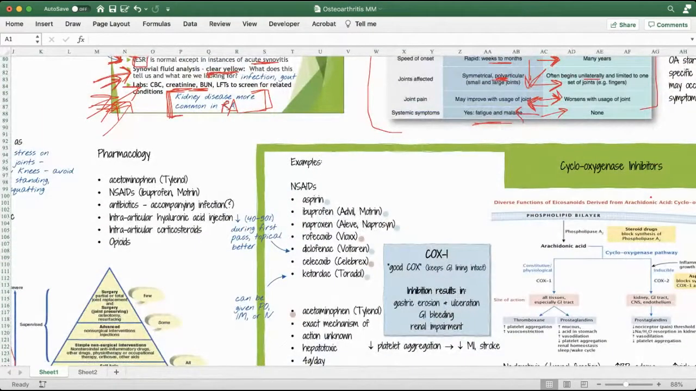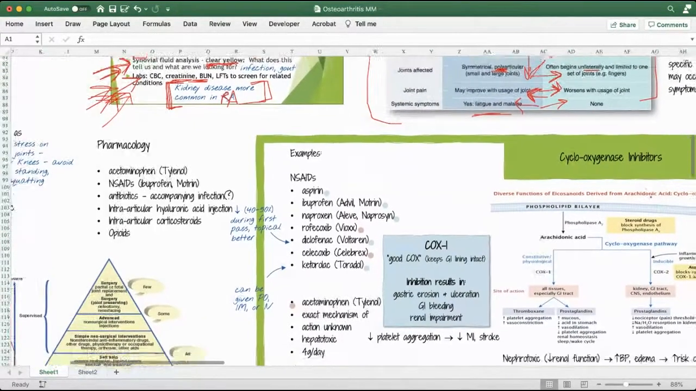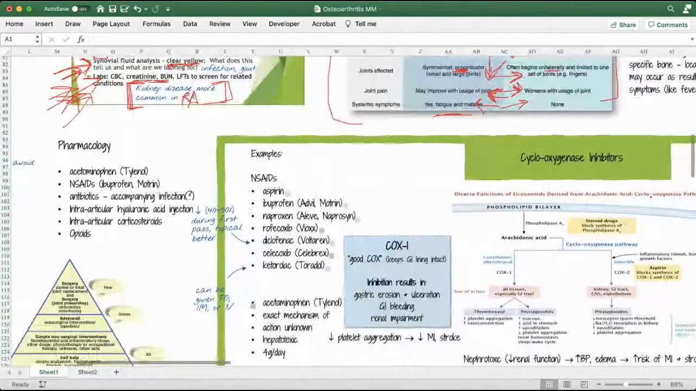And then we have our pharmacological treatments. So you've got your Tylenol or acetaminophen, NSAIDs. Antibiotics is likely just if there's an accompanying infection.